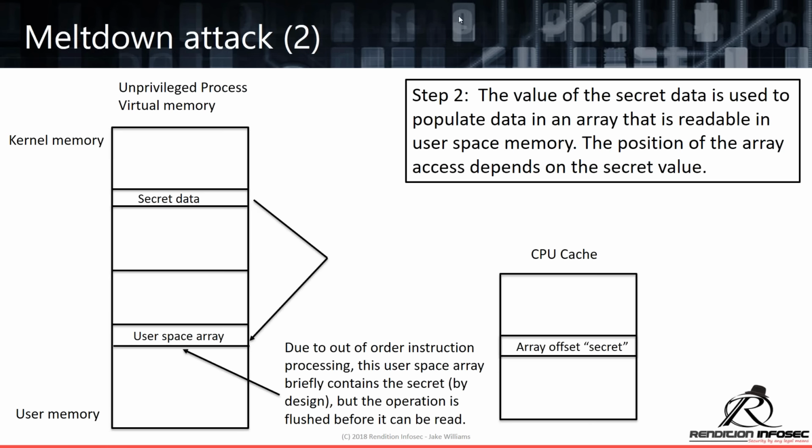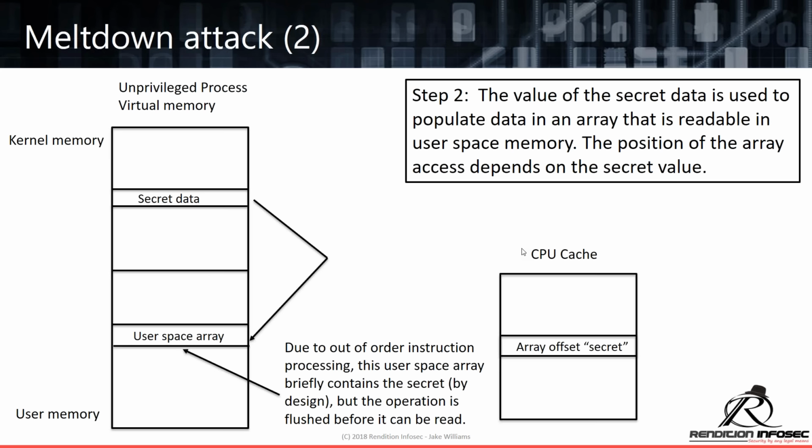So at this point, we've read the data out. Now, remember I talked to you about the fact that this user space array is an array of 256 4K elements, because there are 256 potential byte values. We don't just do 256 one-byte elements because that would all sit in the same 4K page, and the CPU would cache the whole array instead of just one element of the array.